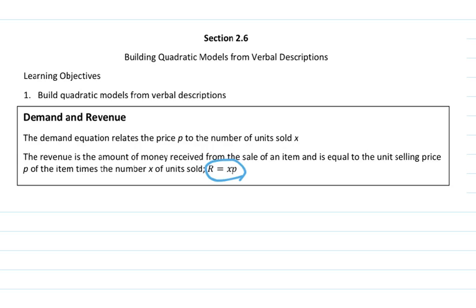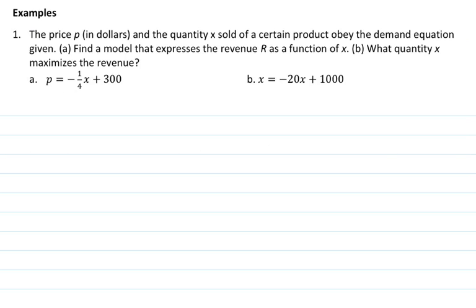So let's go ahead and take a look at our examples for these. Problem number 1 says the price in dollars and the quantity X sold of a certain product obey the demand equation given. Part A, they want you to find a model that expresses the revenue as a function of X. And for part B, what quantity of X maximizes the revenue. On problem A, we have P equals negative 1/4 X plus 300. So we're going to go ahead and find the revenue.